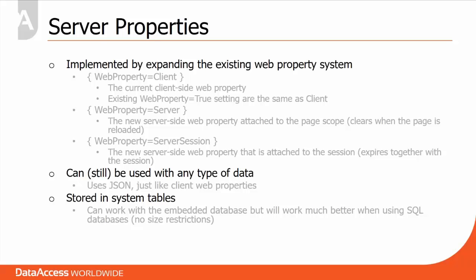It uses JSON as its underlying engine, just like client properties, just like web properties have always done. And of course, since we're keeping it on the server, we need a place to store it. It's going to be stored in special tables that are managed by the system. Those tables can be in the embedded database, but generally they're going to work better if you're in the SQL world, just because the backend database is more capable. It doesn't have the same kind of limitations as the embedded database does. So it'll work with anything, but better if you're on SQL.